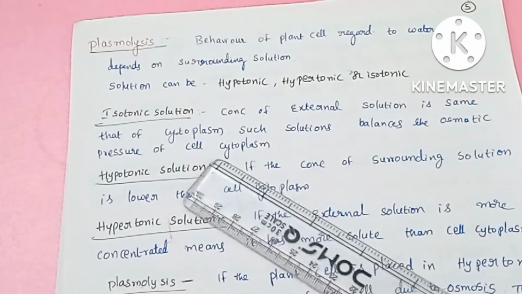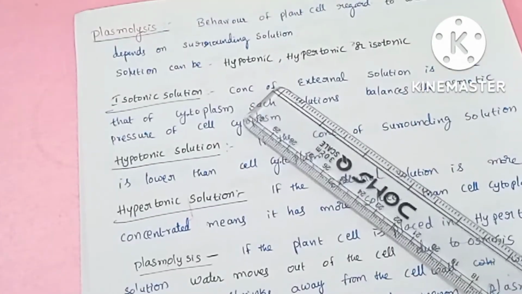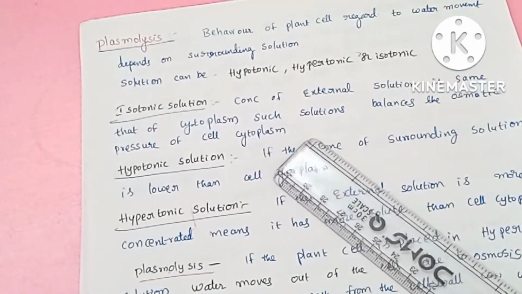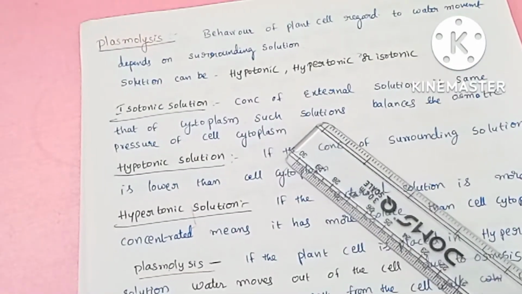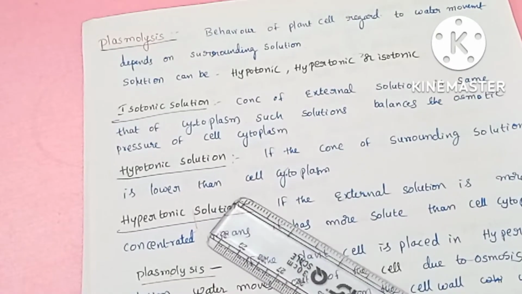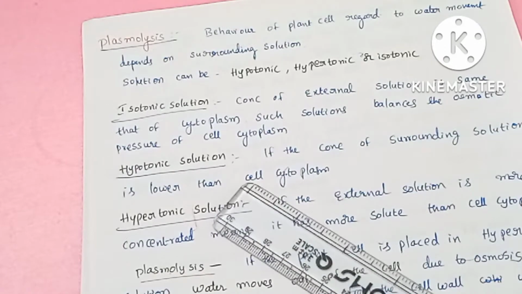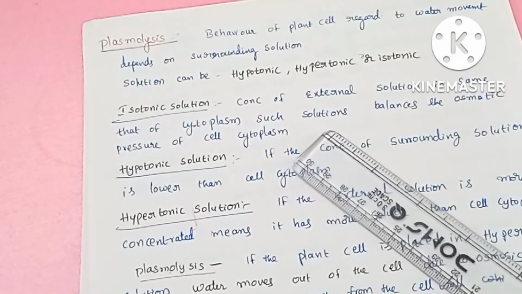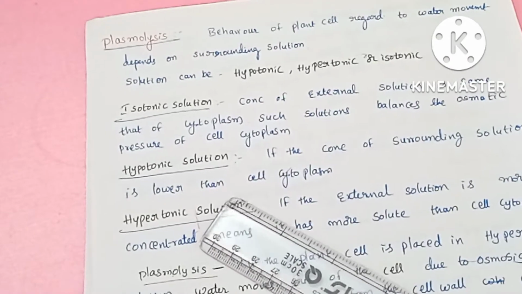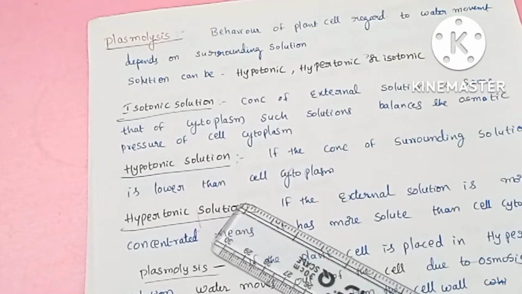If we see isotonic solution, what does it mean? Here, the concentration of the external solution is the same as that of the cell cytoplasm. That means both are similar. There may be no differences between the cell cytoplasm and the external solution. That means isotonic. Hypo means less.